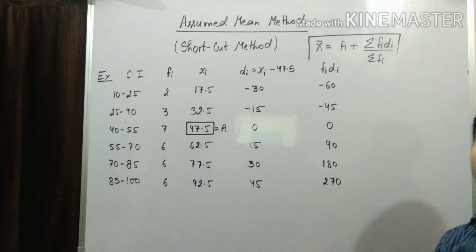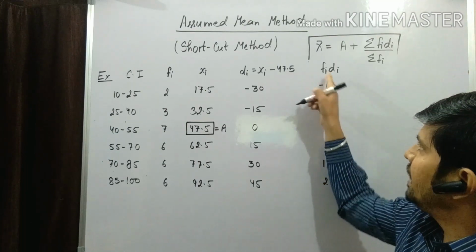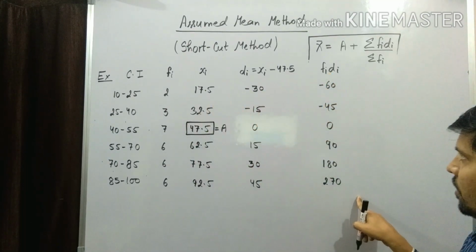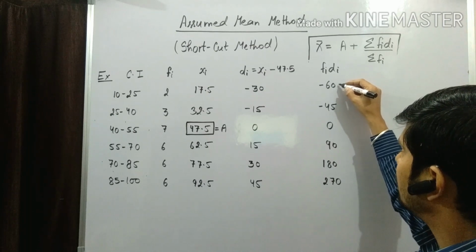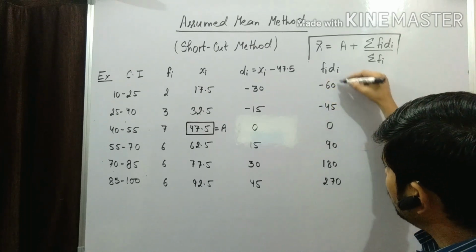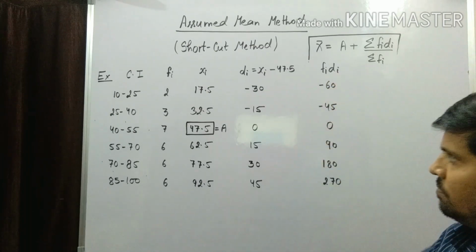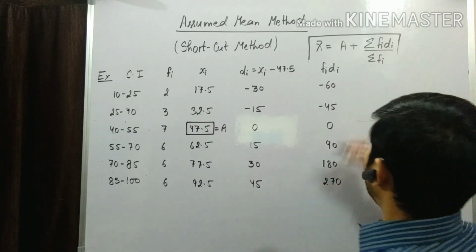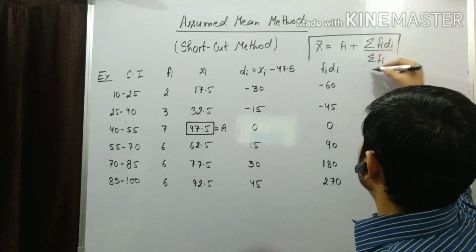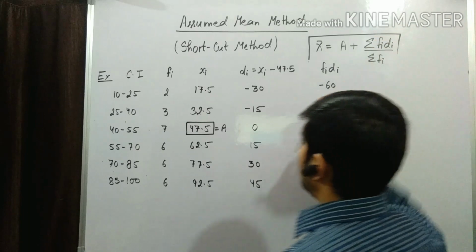We will multiply all the terms here, the respective fi and di, and we get this. Add them. Separate these: two negative terms and two positive terms. What we have to do? We have to find the summation of fi and the summation of fi di here.